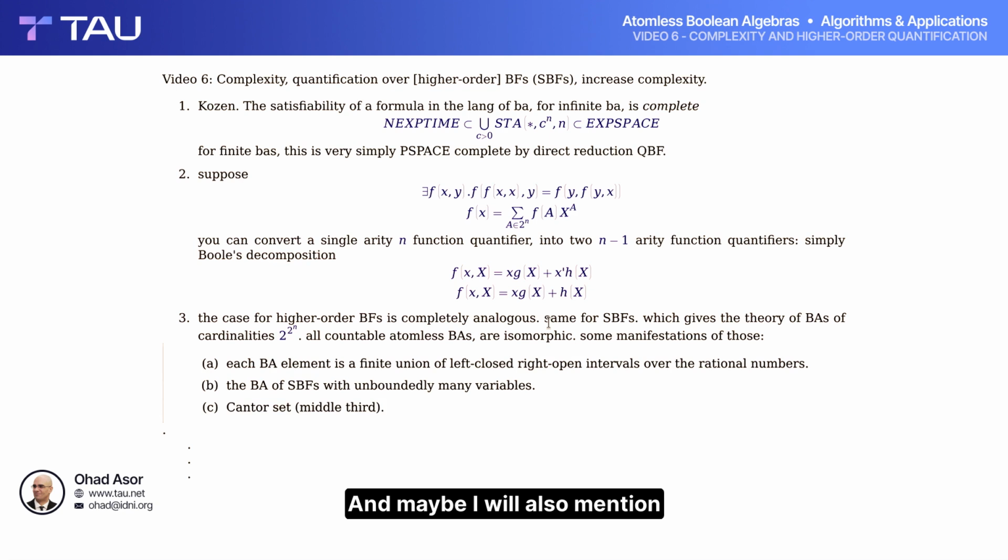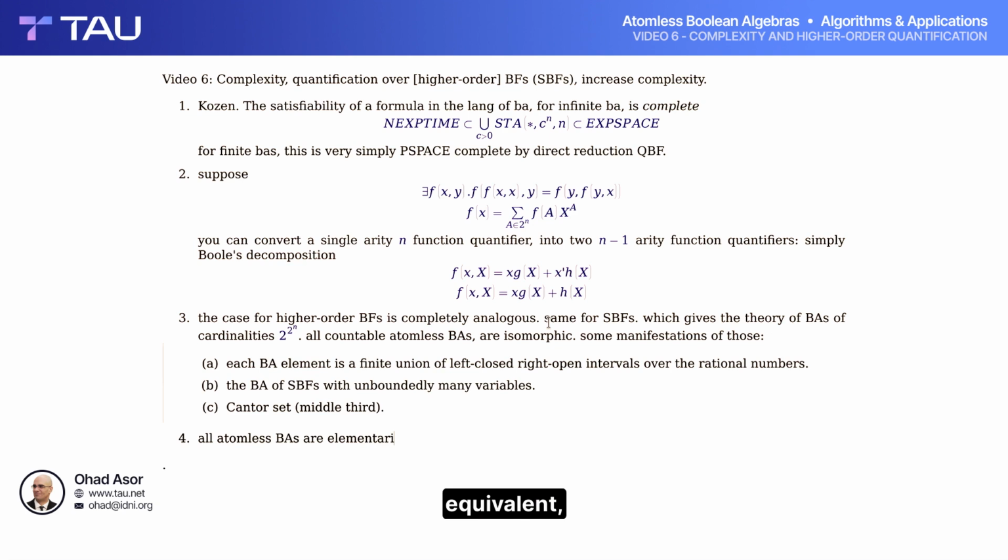And maybe I will also mention that all atomless, not necessarily countable, Boolean algebras are elementarily equivalent, which is, in other words, to say that every sentence in the first order theory of Boolean algebra is either true in all atomless Boolean algebras, or it is false in all atomless Boolean algebras. This was proved by Tarski in a much more general framework, where Tarski was able to classify Boolean algebras according to what he calls invariants. So to each Boolean algebra, he attaches 3 numbers. And if 2 Boolean algebras have those same 3 numbers, then they are elementarily equivalent.